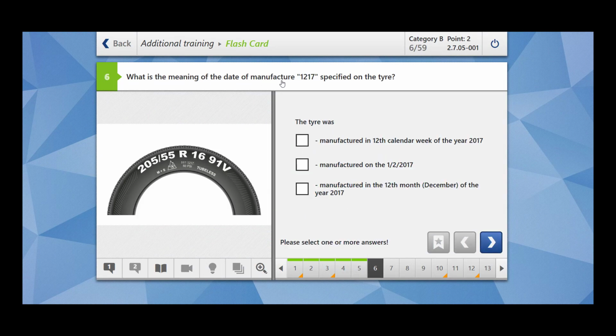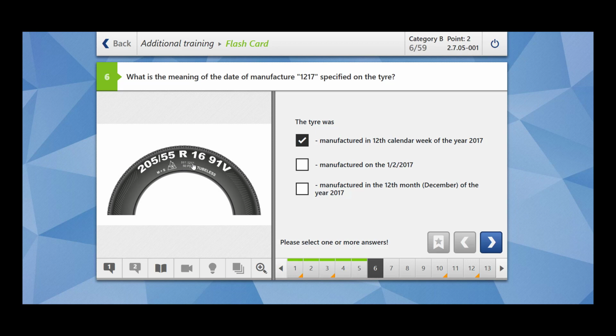What is the meaning of the date of manufacture 1217 specified on the tire? So you see here 1217. It means 12th week and 17th year. So the tire was manufactured in the 12th calendar week of the year 2017. This you have to remember.